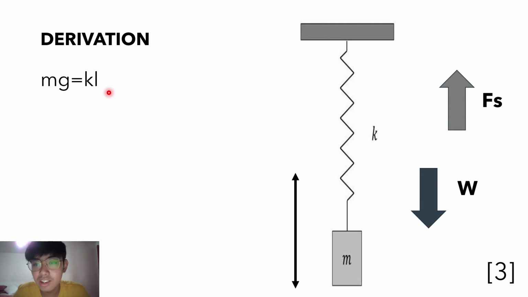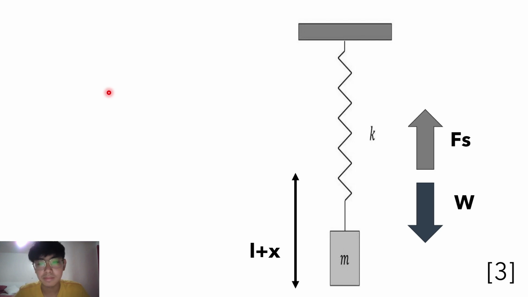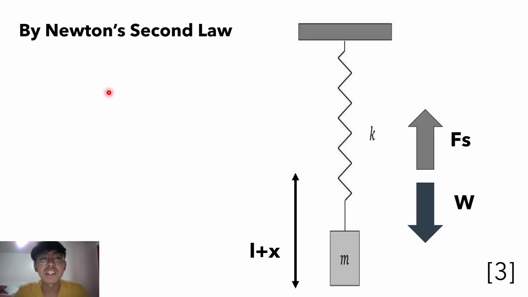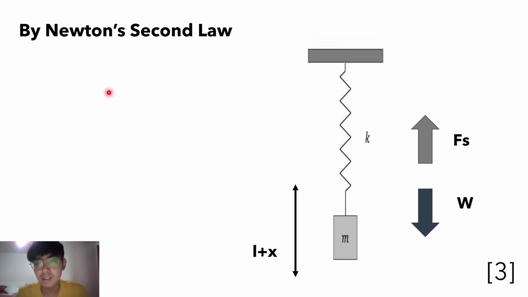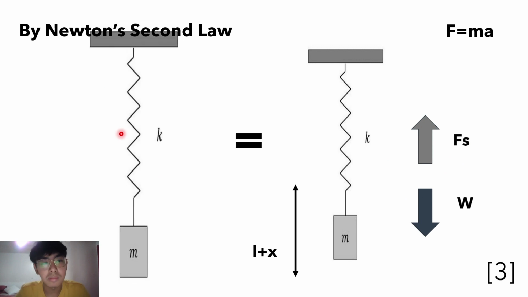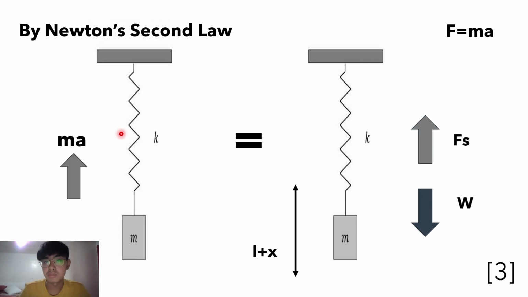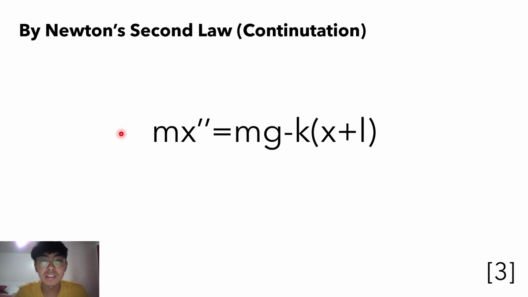And let's stretch it even more. Let's say that you were the one that stretched it. You pulled it and you're holding it so that it does not start the oscillating motion. Let's call that distance L plus some distance x. By Newton's second law, we can derive this equation of motion by equating F is equal to ma. These are the sum of forces, equated by the direction of acceleration, which is going to be upwards, because when you pull the object and you release it, obviously it's going to go up. Equating these two, it says mx double dash is equal to mg minus k times x plus l.